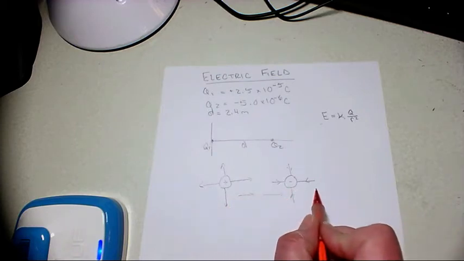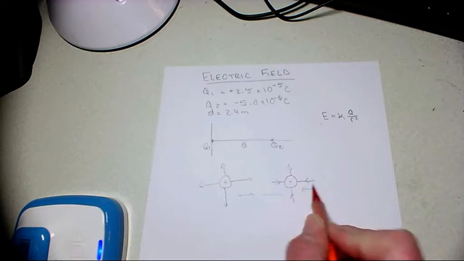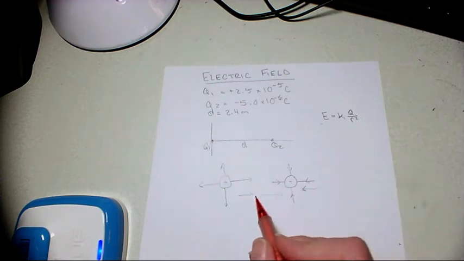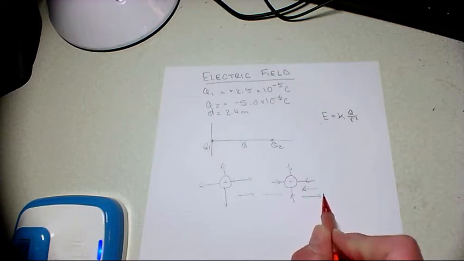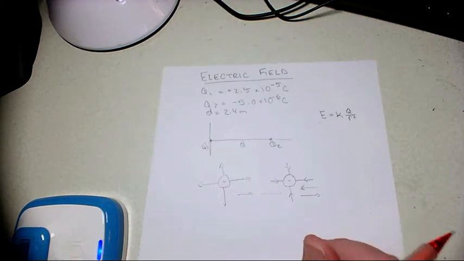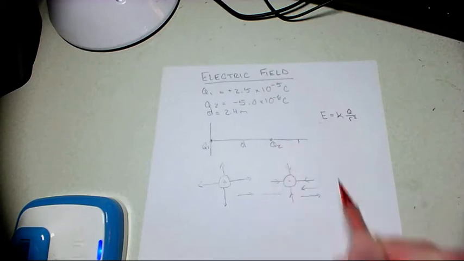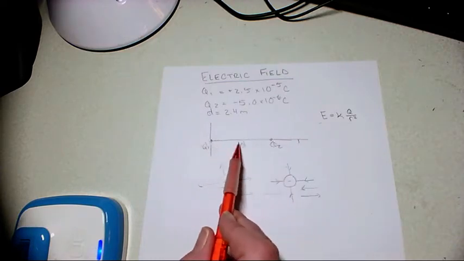Over here, though, I have the vector coming in towards the charge, and this guy would have at least one coming out. So now there is a chance for these two vectors to cancel each other out, which is what we want. Therefore, we know that somewhere out here-ish is going to be where the field is going to be zero. So it's got to be to the right of Q2. It can't be in between.